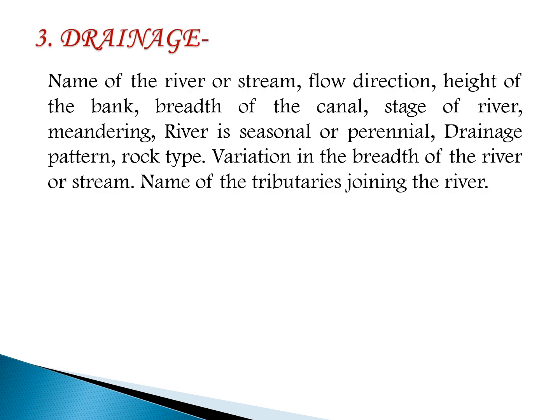Then next comes your drainage. So drainage includes the name of the river or the stream. Then the flow direction will be shown, then height of the bank, breadth. So if this information is given you have to write it, otherwise you can skip this. Then whether the river is seasonal or perennial, that also you will come to know.